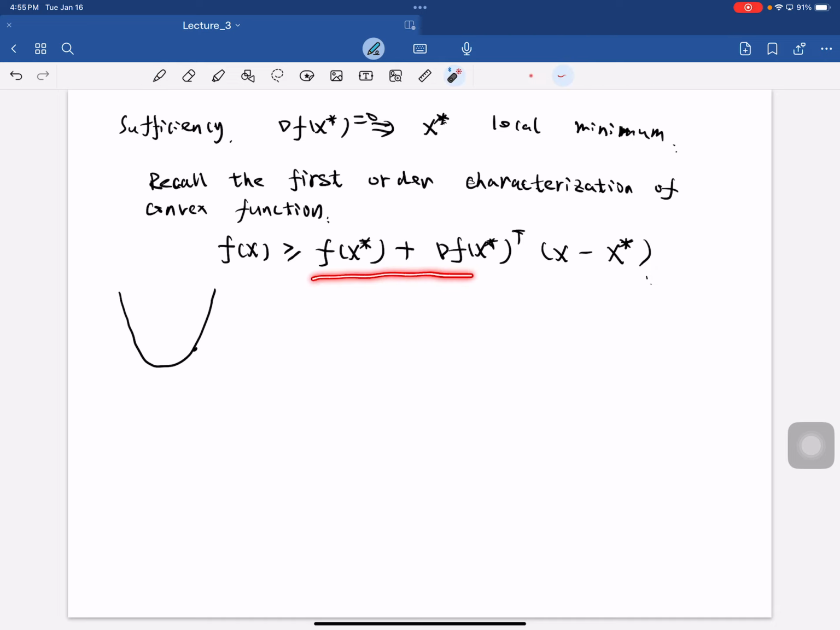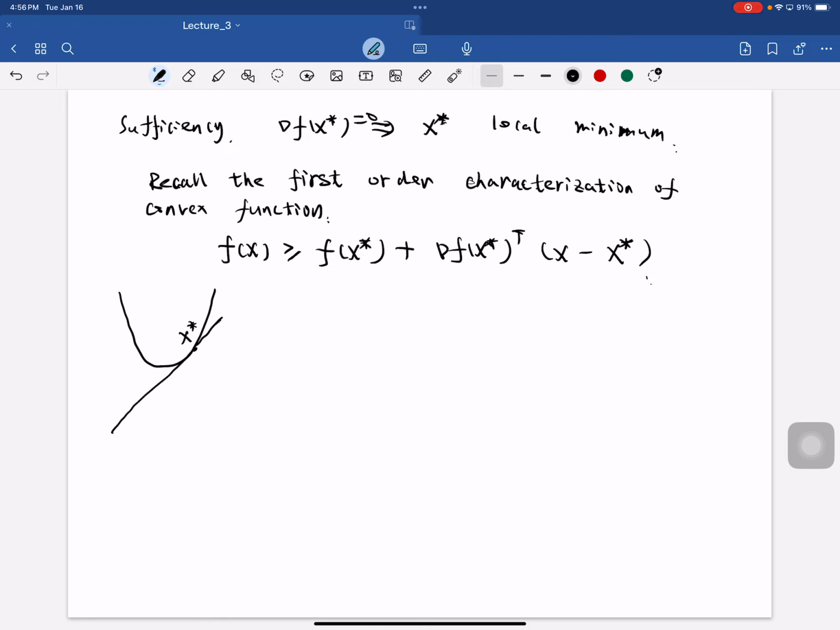Recall that the right-hand side is exactly the first order Taylor series expansion at x star. You pick a point x star, and you approximate the function by the gradient at that point. Let's say it's this line here. The first order characterization means if you apply the first order Taylor series expansion at any point in the domain of f(x), it always underestimates this function. That's what this characterization says.